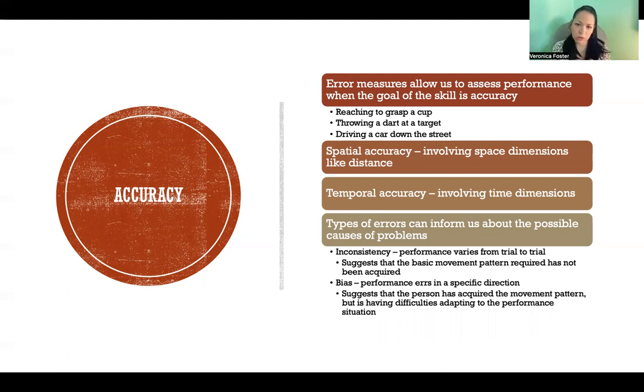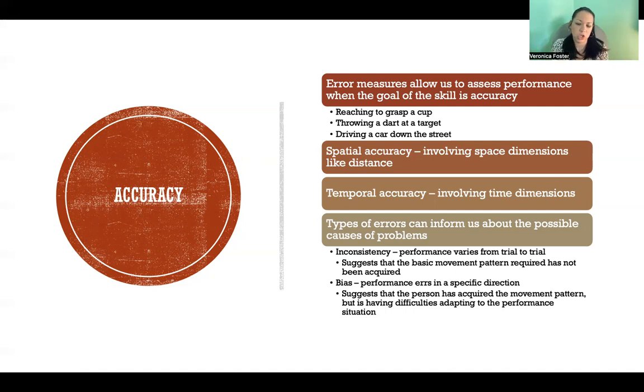So spatial accuracy is when we need to be accurate in spatial terms, like there's space dimensions that really matter. And temporal accuracy is accuracy related to time. Like you got to get the timing right. Like hitting a baseball, you have to get the timing right to hit that baseball. Spatial accuracy, if you're trying to hit a target with a dart, you got to get that right in terms of spatial dimensions.